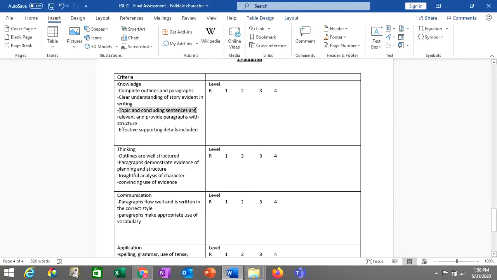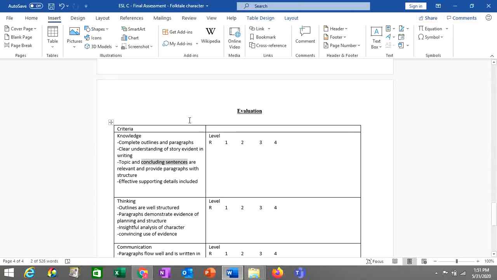Are your topic and concluding sentences relevant, and do they provide your paragraphs with structure? So for your topic sentences, hopefully that'll be pretty easy because I've given you most of that. But remember, your concluding sentences need to restate kind of what your position is in the paragraph, and they should also match your topic sentence.